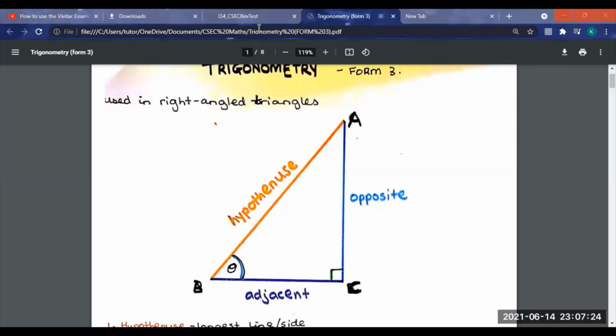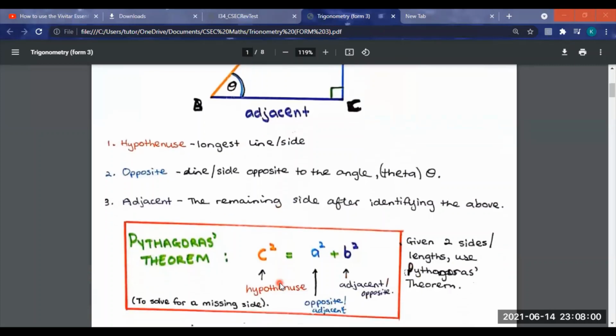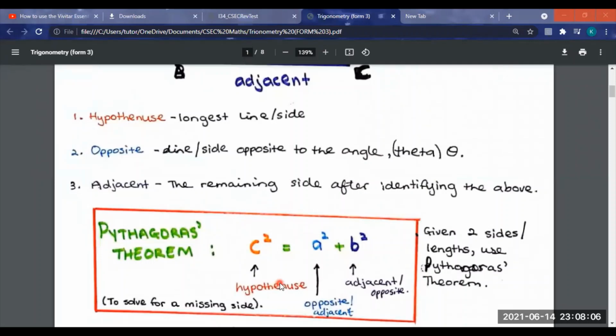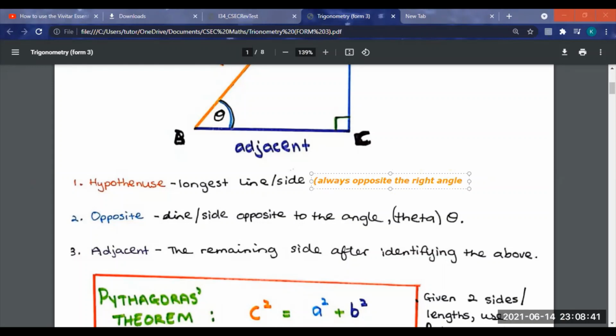Whenever you're labeling the triangle, for your sake, the line that's opposite the angle theta is always the opposite side, and the remaining side would always be the adjacent. I made a little note here as well, so this is to identify the sides. Pause the video now and take that down.